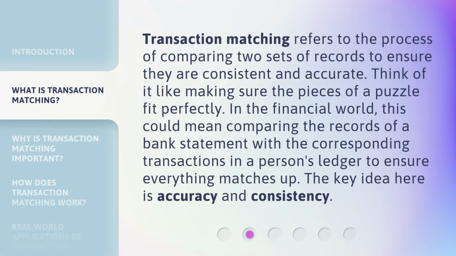Transaction matching refers to the process of comparing two sets of records to ensure they are consistent and accurate. Think of it like making sure the pieces of a puzzle fit perfectly. In the financial world, this could mean comparing the records of a bank statement with the corresponding transactions in a person's ledger to ensure everything matches up. The key idea here is accuracy and consistency.